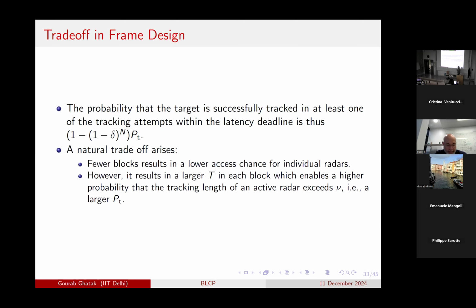Now the trade-off is this: fewer blocks result in a lower access chance for individual radars. So if you have TL divided into 2 blocks, you will have 2 possibilities of access. If you don't get access, you will fail anyway because you are not getting access within your latency deadline. But if you have fewer blocks, if you do get access, then each block, which is larger in length, enables you with a higher probability that the tracking length of the active radar exceeds the target nu.